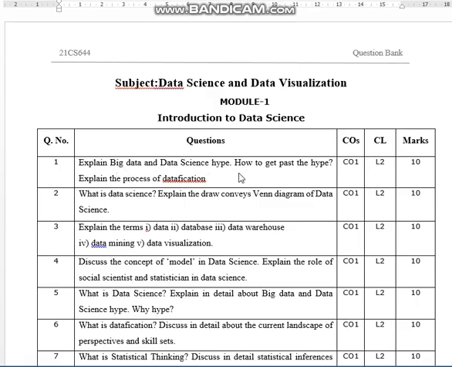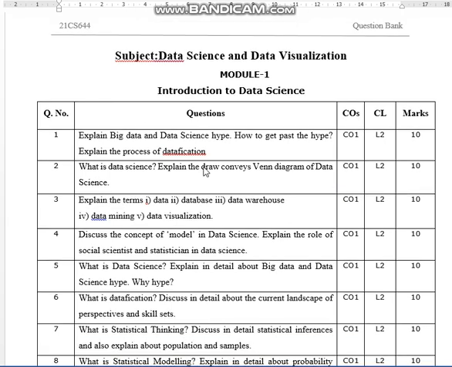Explain big data and data science hype. How to get past the hype. Explain the process of datafication. And it's a 10 marks question. So maximum here you may get all questions for 10 marks or 8 to 10 marks like that.